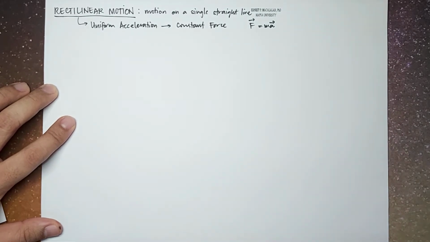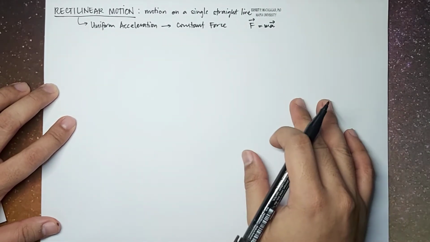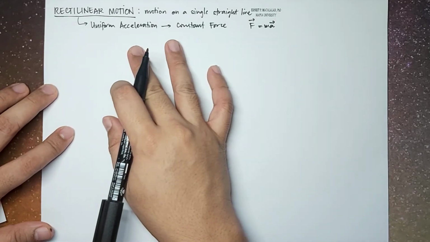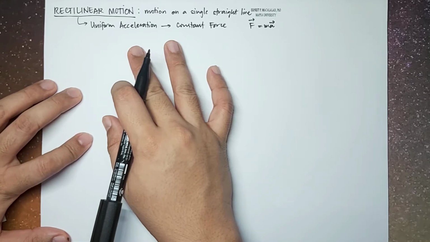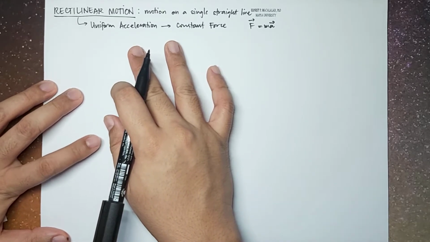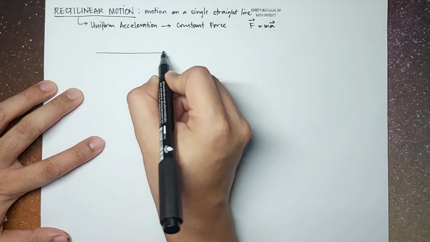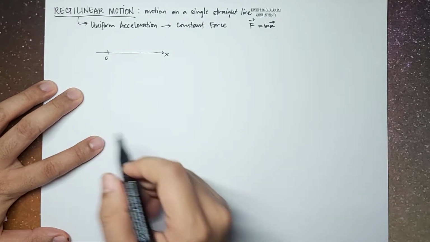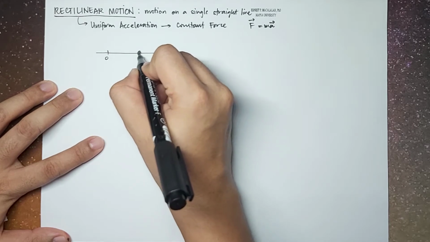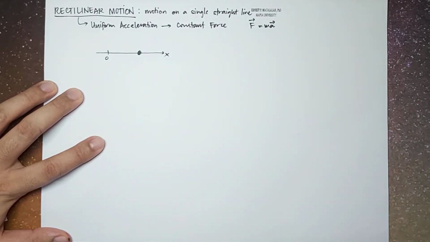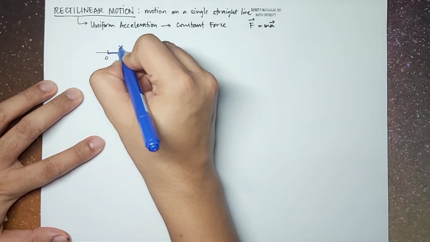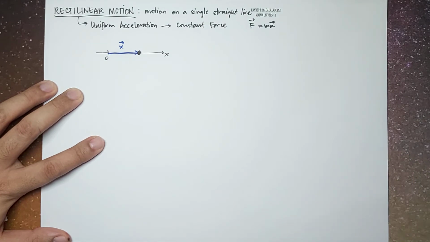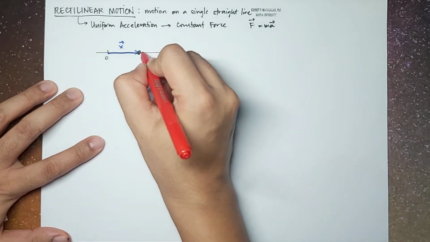Again, here we're going to assume first that the particle that undergoes this motion has a constant mass. So say we choose this particle to be moving along a single direction, let's say along the x-axis. For example, this is your origin and this is your particle. Here we set that the particle's position is given by this position vector x, and let's say that the particle is moving with the velocity v.